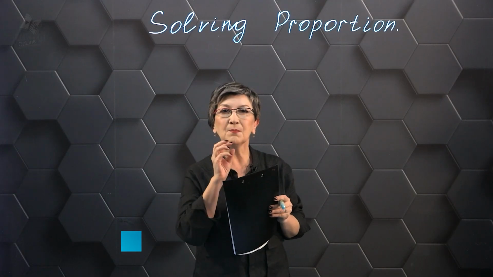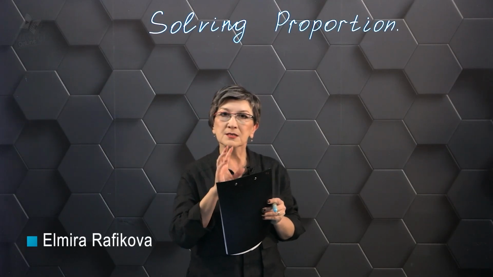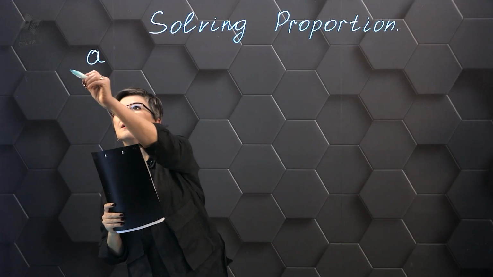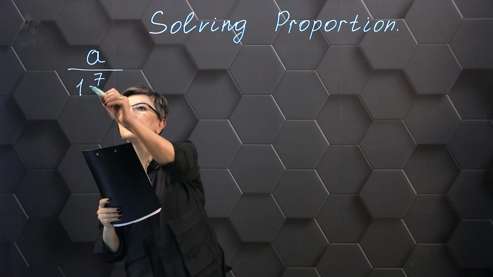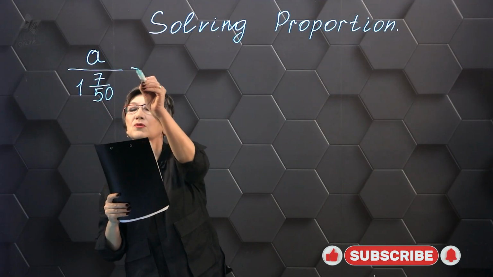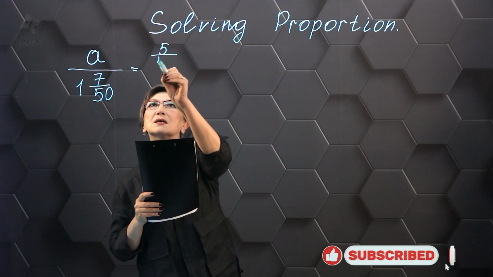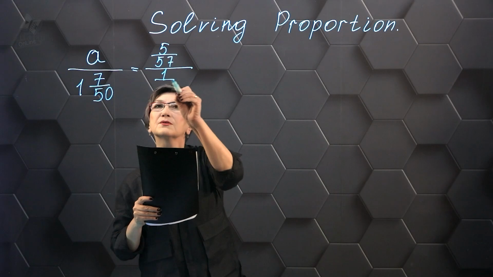Hello, today in the lesson we continue to work with proportion. Let's look at the following example. The ratio of the number A to 1 7/50 is equal to the ratio of the number 5/57 to the number 1 2.